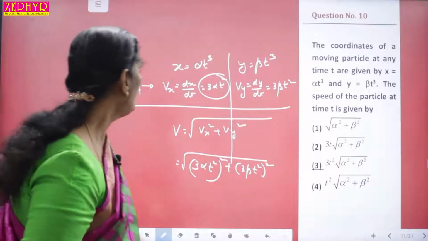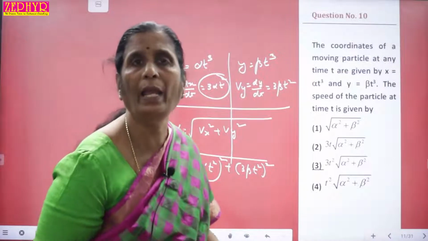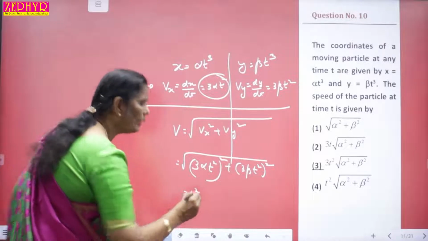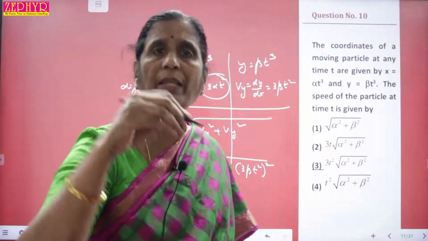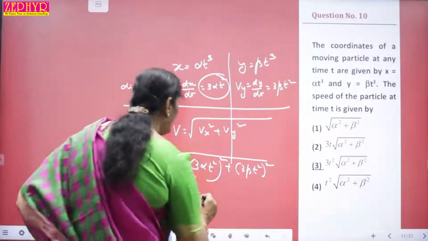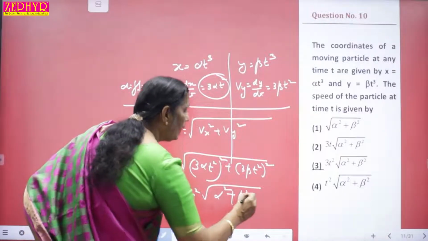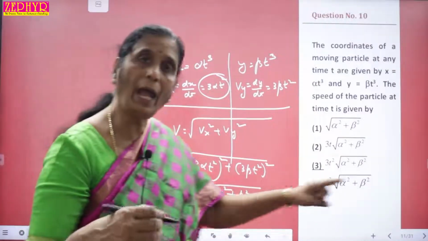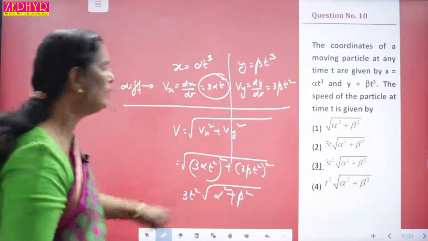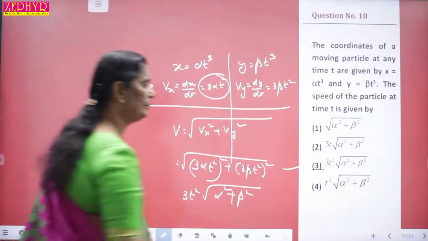Okay? So now which is common? 3t square is common inside the root, so it can be taken outside. When you take it outside, it becomes 3t square only, and what remains is the root of alpha square plus beta square. This will be the answer. Okay, good.